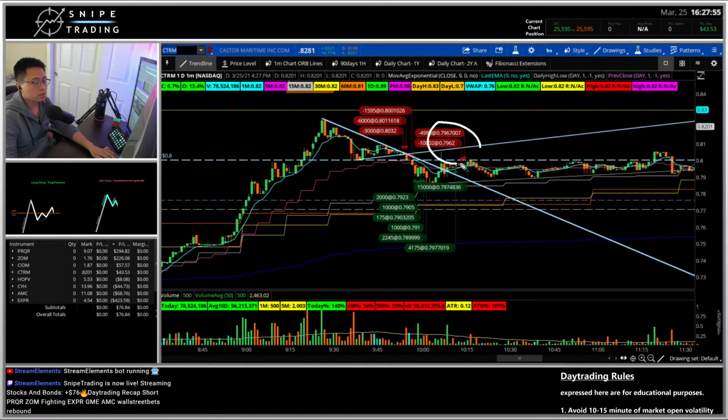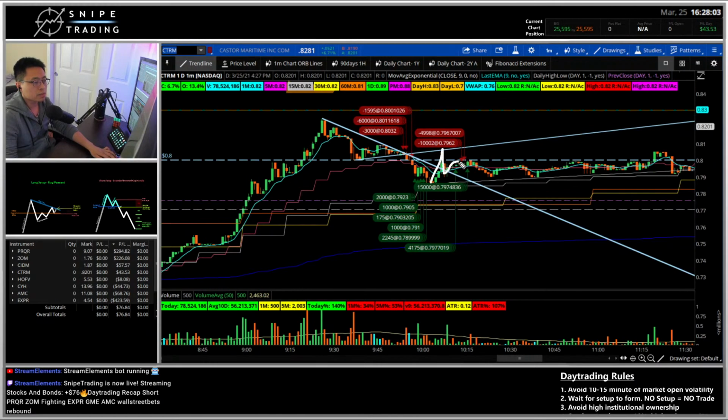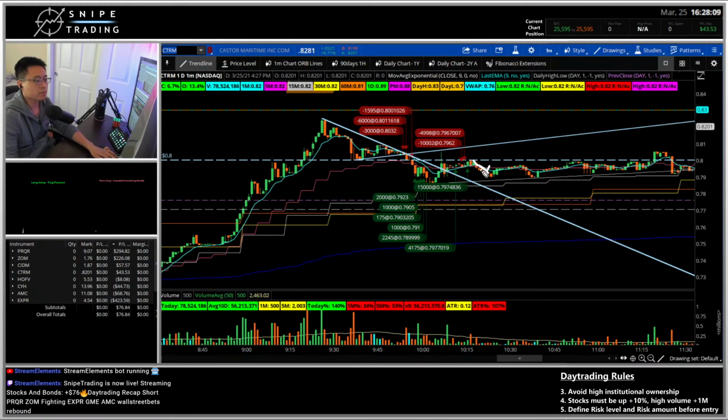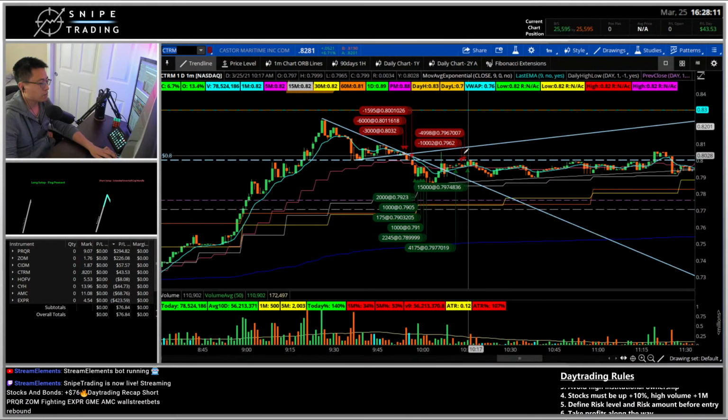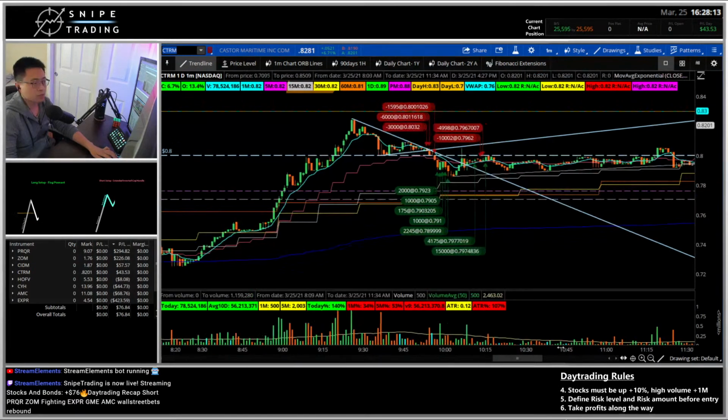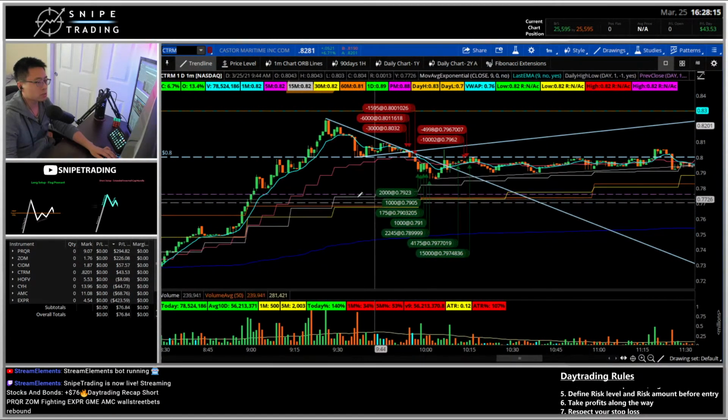Went ahead and tried to reshort the pop here for 15,000 shares. Ended up stopping out because I thought this was going to be a lower high here, but it actually popped a little bit more towards the 80 one more time before going back down. But that was a small win for $3 nonetheless.